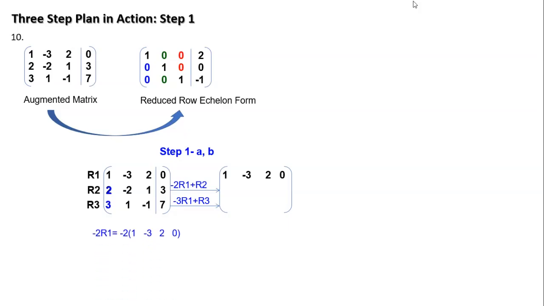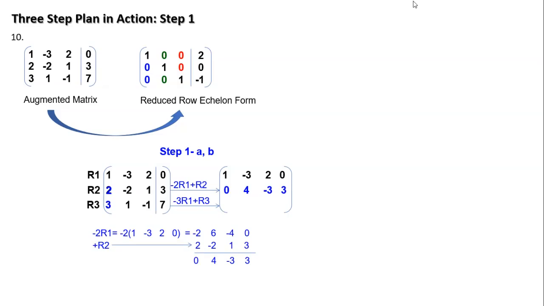When I add these two together, let's do a little scratch work. Let me show you the multiplication of negative 2 with row 1. When I multiply negative 2, I've got to make sure that I multiply it to the whole equation. So I have negative 2, positive 6, negative 4, 0. I'm going to add it directly to row 2. Negative 2 plus 2 is 0. 6 minus 2 is 4. Minus 4 plus 1 is negative 3. And 0 plus 3 is 3. That is my new row 2. I'm going to put it there.